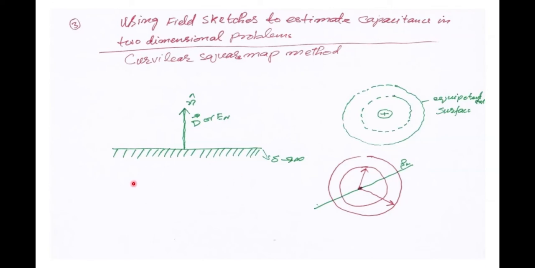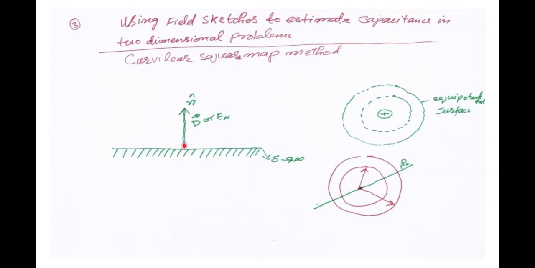Before going into detailed discussion, let us highlight some concepts which we have discussed in the last lectures. As you know, the conducting sheet behaves like an equipotential surface, so the D and E fields are always directed in the normal direction.